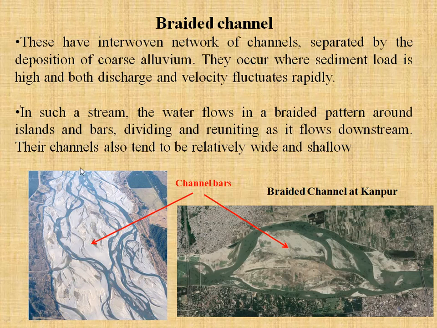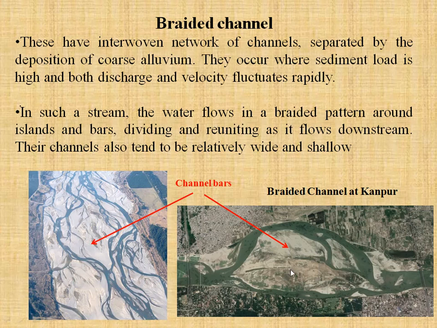Now, what happens when the sediment load is high? Then during the time of high floods, they keep on getting transported. As and when the floods recede, the river is not in a position to carry them forward and they get deposited within the channels. So these are known as channel bars. These are sand deposits here, and the river water gets bisected and flows and then again joins. So such channels are known as braided channels.